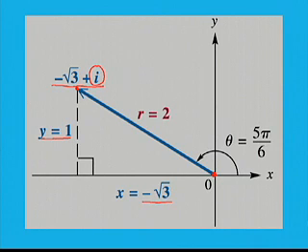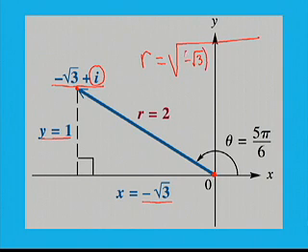When we do the calculation for r, which of course we know is equal to the square root of x squared plus y squared, which is the square root of negative the square root of 3 squared plus 1 squared. Then we get 3 plus 1, which is the square root of 4, and the square root of 4 is 2.